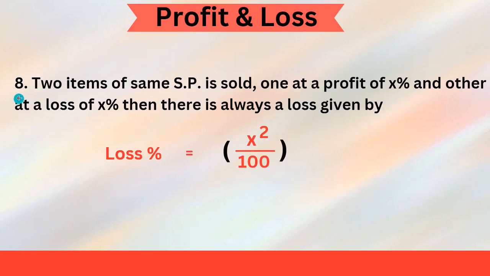We go to the next formula, formula number 8. Two items of the same SP, that is the same selling price, are sold, one at a profit of X% and the other at a loss of X%. Then there is always a loss, given by loss percent equal to X square upon 100. Now we solve a few questions based on these two formulas.